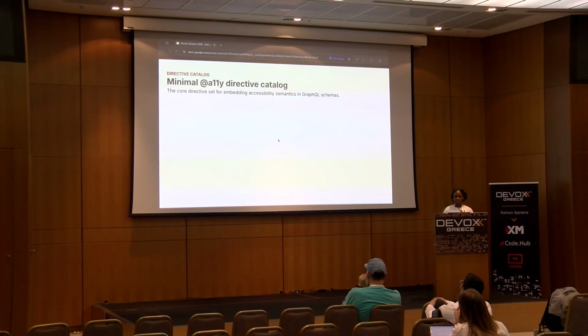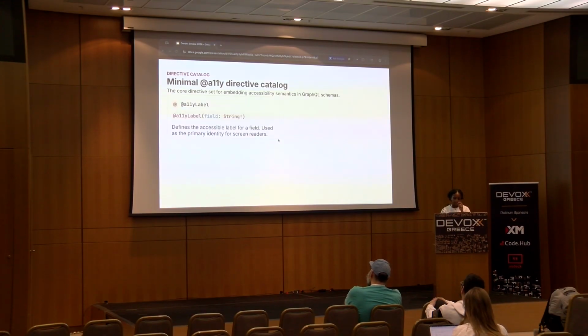So like I said before, I have a sandbox on GitHub with the approach, but we're going to look at the small directive set that is used on that GitHub. So here we have accessibility label. It defines the label as a default or primary identity for the component for your screen reader.